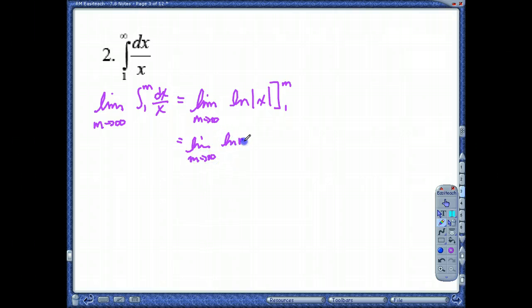So you're kind of on autopilot until you get to this step. Okay, so you integrate just like you've always done. Plug the top number in first, then the bottom number in, first fundamental theorem of calculus, and now we're going to see what happens. Well, what's the limit? What's the natural log of 1?